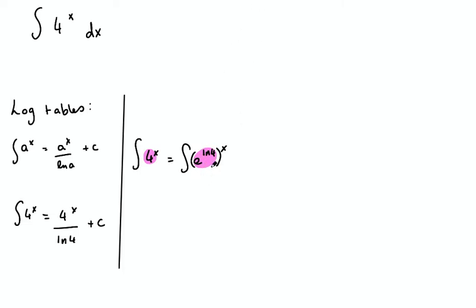So that then I can write as the integral of e to the x ln 4, which then is going to become the same thing as if we were to integrate e to the 4x. What we would do is we would divide by the coefficient here, which in this case is going to be ln 4. So we're going to get e to the x ln 4 all over ln 4.